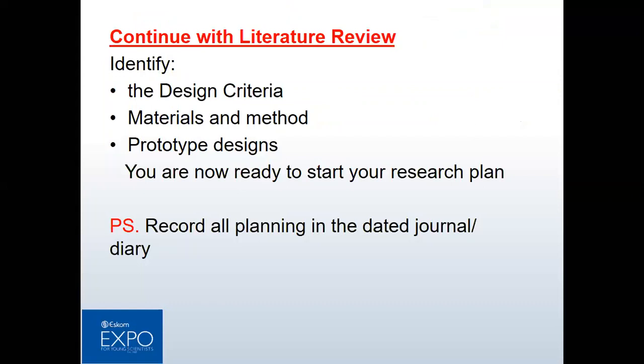So this is why we need to continue with the literature review, right? So that it leads up to the specific design criteria, the specifications, the constraints, and so on, the methods. How am I actually going to design this? Looking at all these, coming up with a particular design for the prototype. Again, I'm reminding you and the learners that all drawings, all planning must be done in the data journal. So you are now ready to start off with your research plan, right?